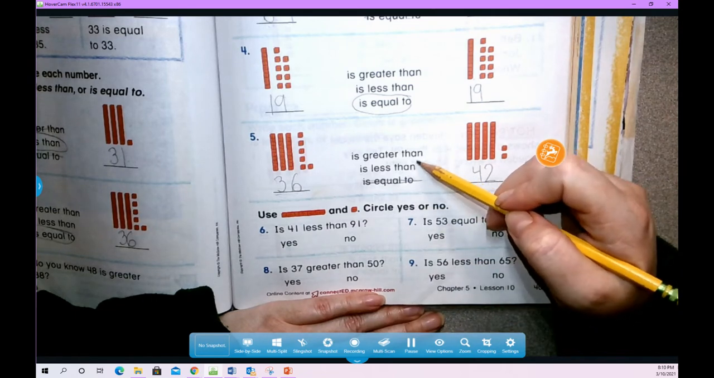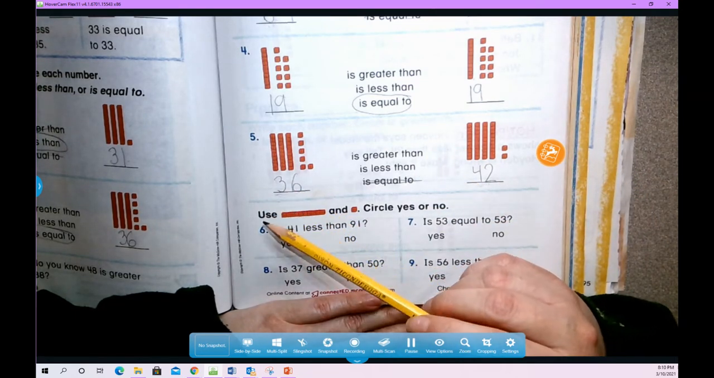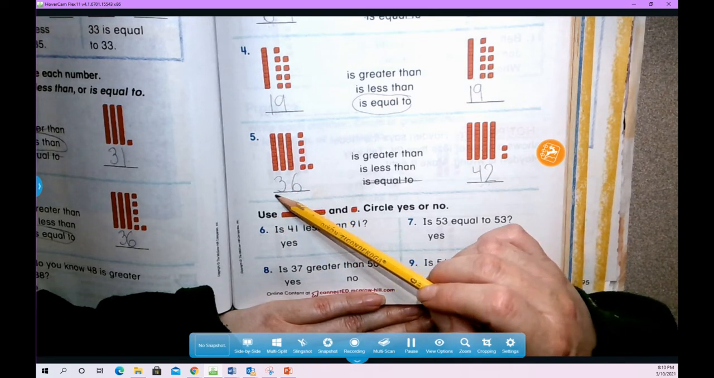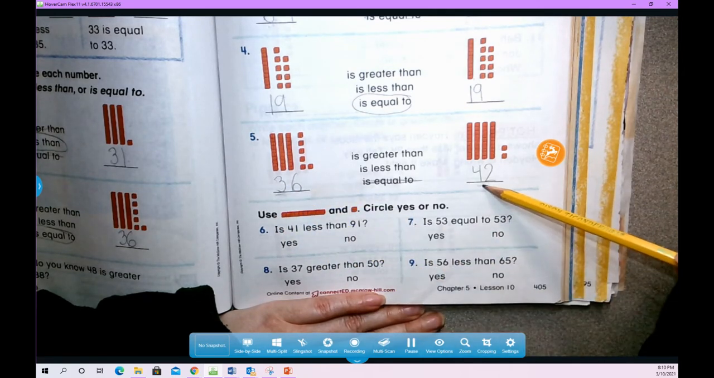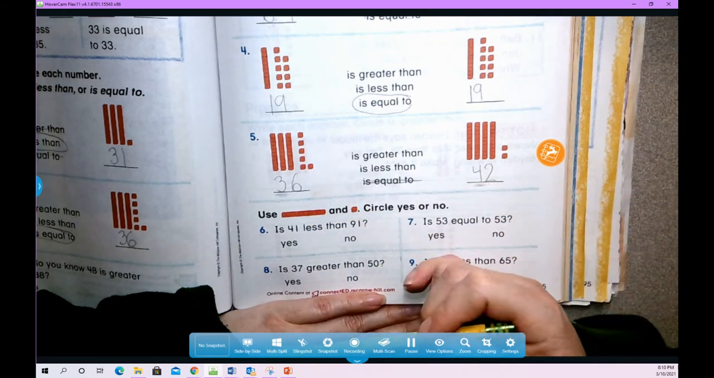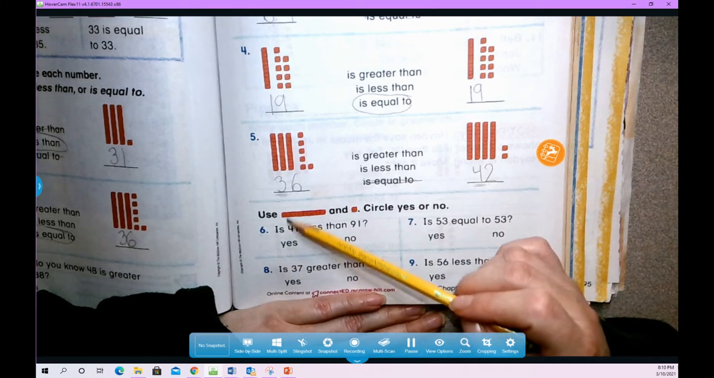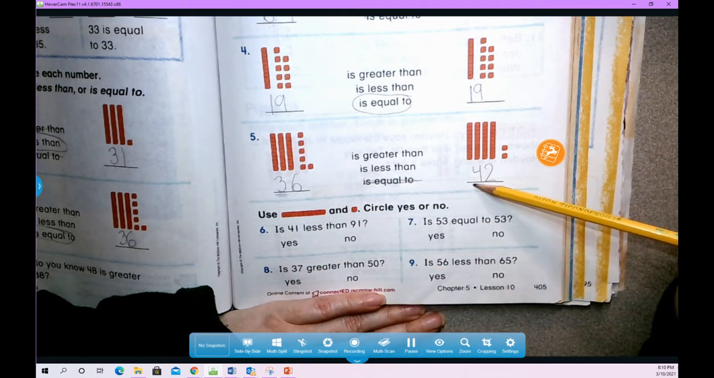So now we need to see, is it greater than or less than? So which one has more? Which one has more? And I could check just by looking at the tens. Which one has more groups of 10? 3 or 4? Which one has more groups of 10? 3 or 4?